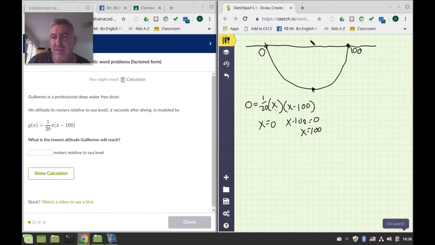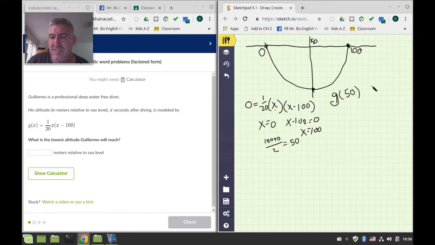And the axis of symmetry is going to go right down the middle there. And what's the average for that? It's 100 plus 0 divided by 2 is equal to 50. So our axis of symmetry is right at 50. And we really want to know how deep it is at 50. So we're going to find, this is a G, not an H.